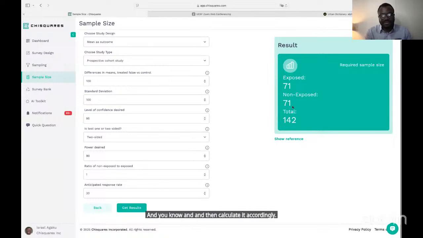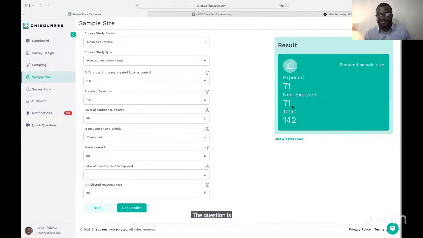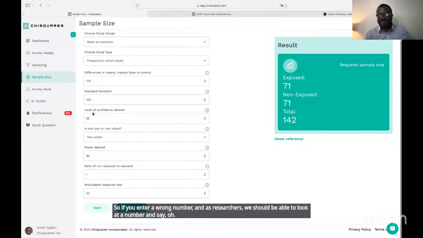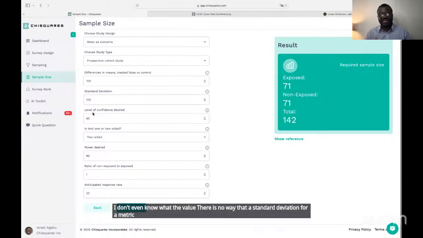So grabbing the value that you found from source material might be useful, but may not be really relevant to the research question at hand. If your question is about blood loss in general, the question is, what is the true standard deviation? If you enter a wrong number, as researchers, we should be able to look at the number and say, oh, sure, I got this number from the paper, but this doesn't make any sense. I don't know what the value is, but there is no way that the standard deviation for a metric will be this low, given what I know about the range, right?